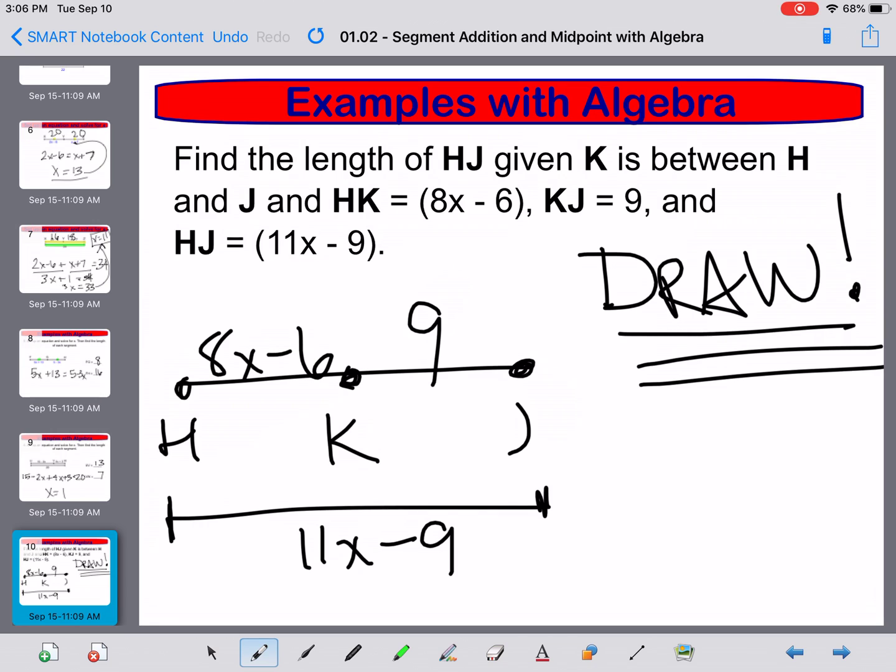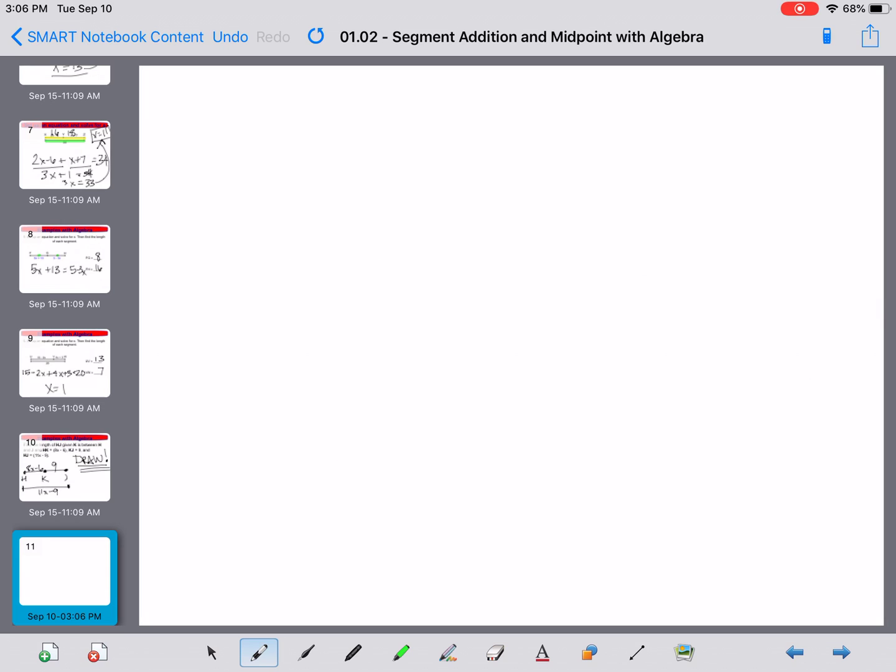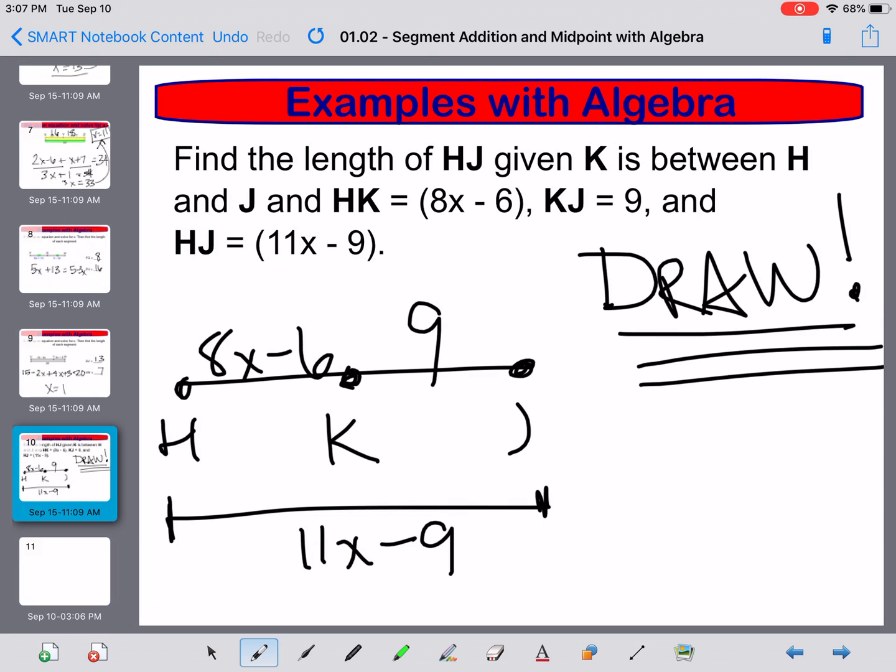Why don't you give that a shot? Oh, actually, we're going to do that together. I'll give you the shot on the next one. So let me actually put all that down. There's no congruency, so it would be 8x minus 6 plus 9 equals 11x minus 9. I'd go through the process of solving, and I'd get x equal to 4.